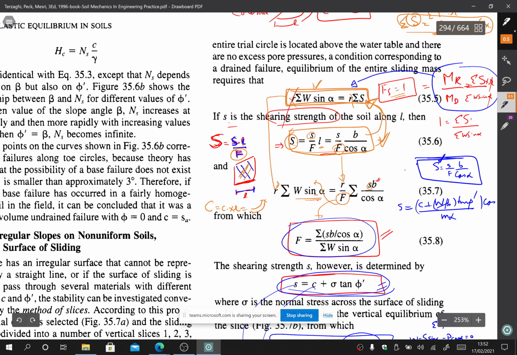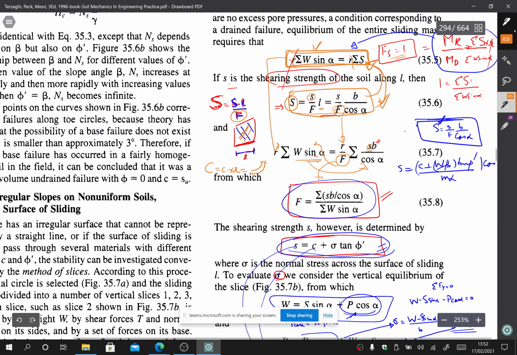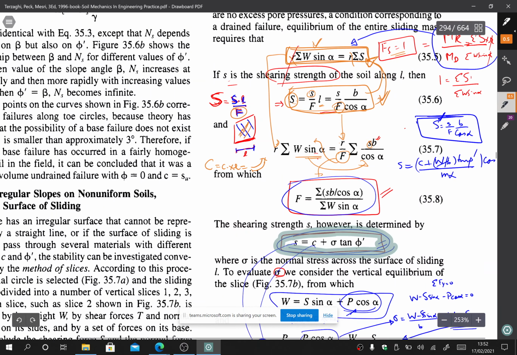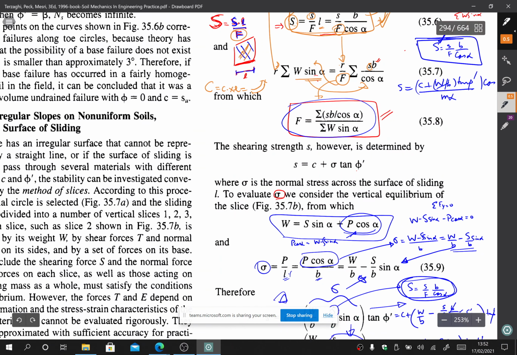We move F here and this component here. It will be equal to summation of SB over cos alpha over summation of W sine of alpha. Okay, and now we know that shear strength is equal to C plus sigma tan phi. And we also have the equation we derived after doing the summation of forces in the vertical direction equal to 0. We have this equation that W is equal to S sine alpha plus P cos of alpha. So we keep this equation here, and from this equation, putting in the values, we find out sigma. We know that sigma is equal to P over L.